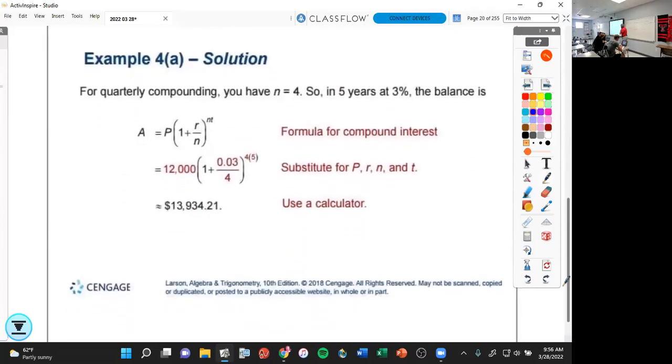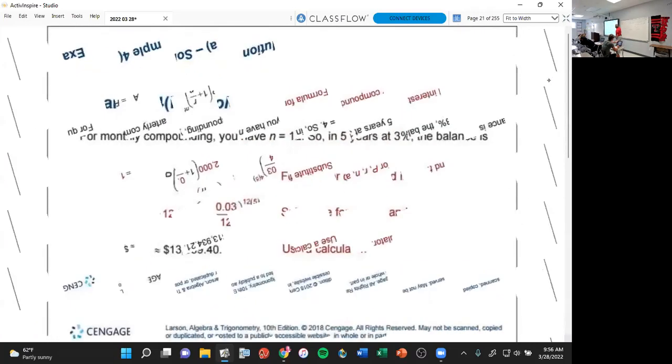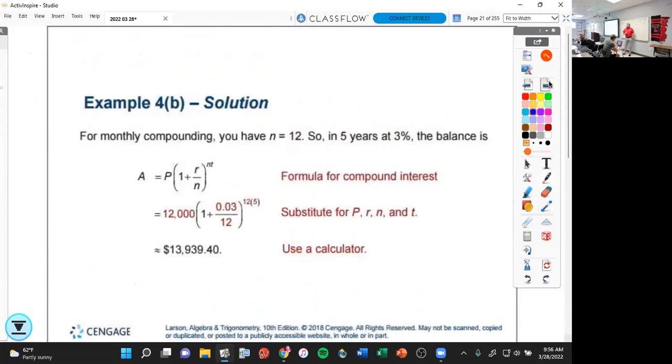And here you go. Compounded quarterly. There are 4 quarters in a year, so N is 4, T is 5, R is 0.03. After 5 years, my $12,000 becomes $13,934.21. I made $1,934.21. Next slide. This was compounded quarterly. Next one, compounded monthly. N is now 12. Everything else is the same.